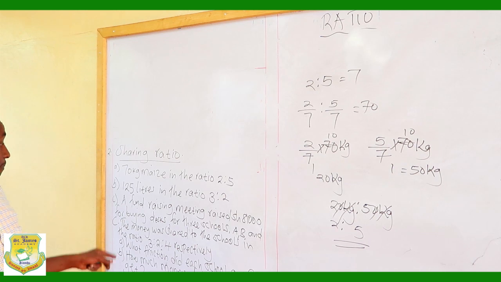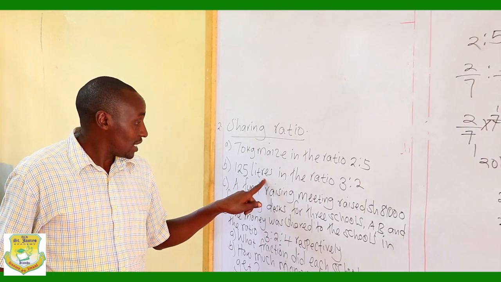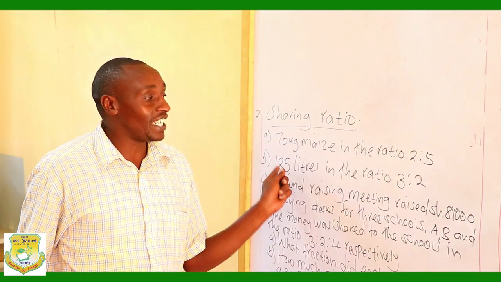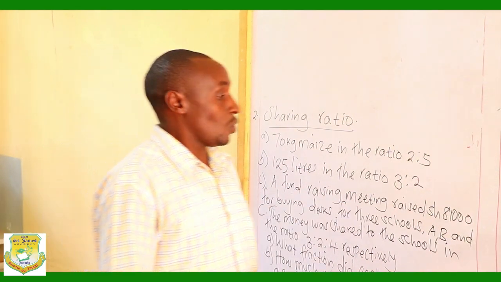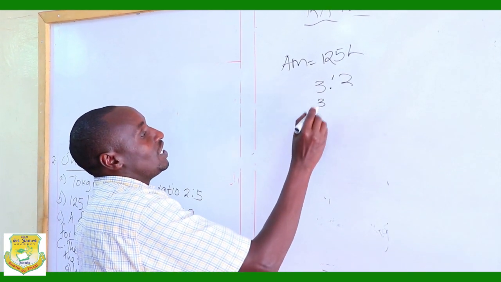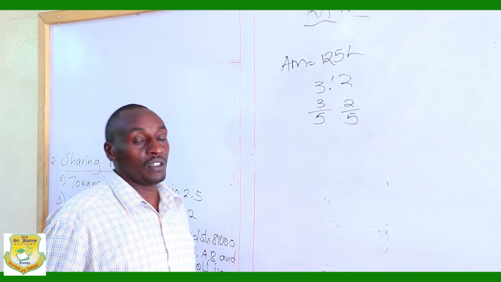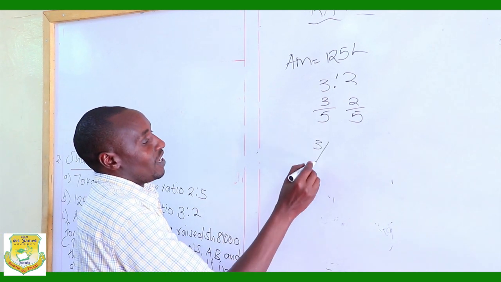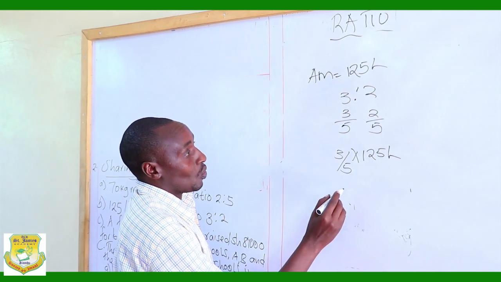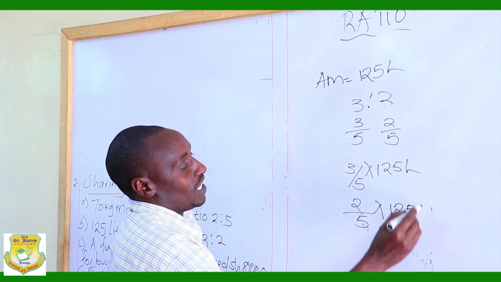We go to question number B, whereby we are given 125 liters in the ratio of 3:5. This amount is to be shared in this ratio. So we add both of them, then we write a subtraction. The first one is 3/5. The second one, 2/5. So 3/5 of the total amount, 125 liters. The second one, 2/5 of the total amount, 125 liters.